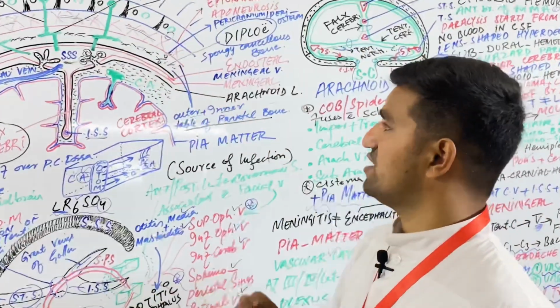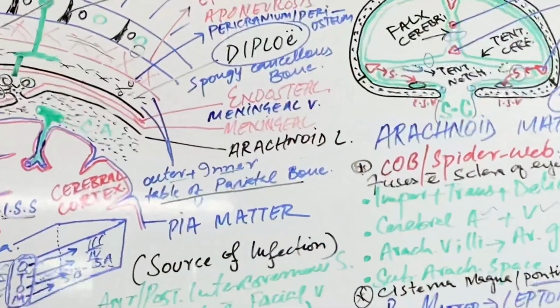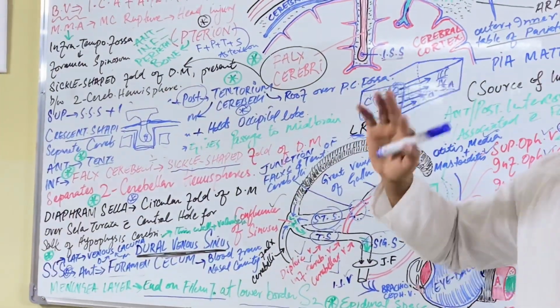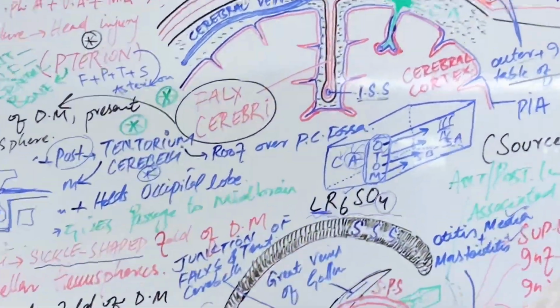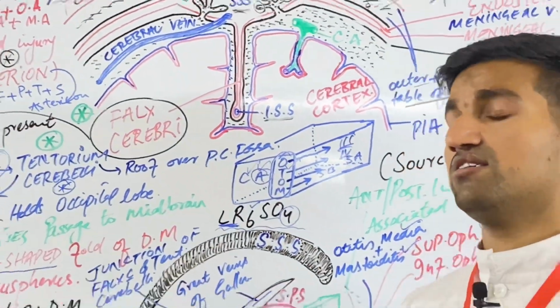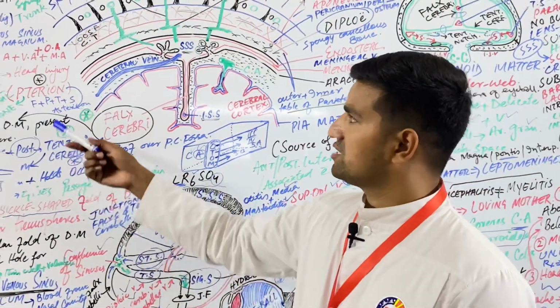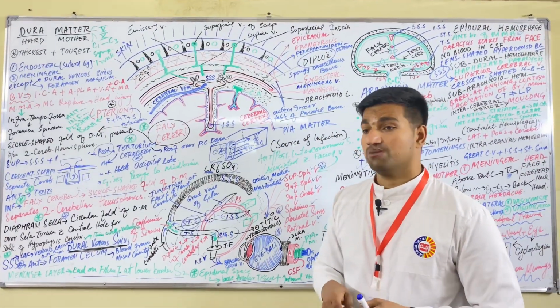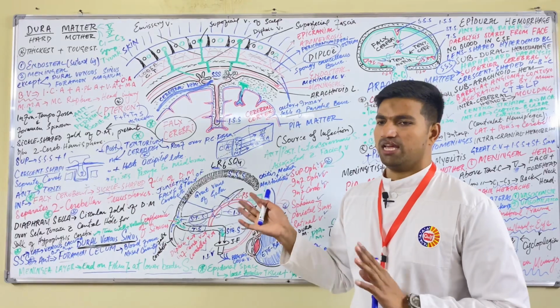Then this diagram is very important. Diploic veins are very important. Then the other features like falx cerebri, falx cerebelli, tentorium cerebelli, and diaphragma sellae. So these are the structures you must not forget whenever you are preparing for the meninges, the covering of the brain and spinal cord.